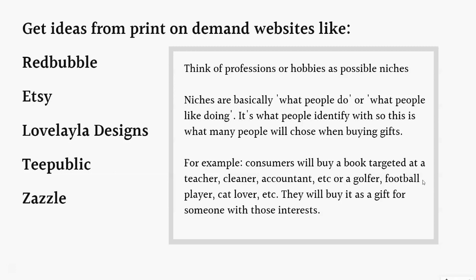It's what people identify with. So this is what many people will choose when buying gifts. So, for example, consumers will buy a book targeted at a teacher, a cleaner, accountant, etc., or a golfer, football player, cat lover. They will buy it as a gift for someone with those interests. And where can you get ideas for those sort of interests?